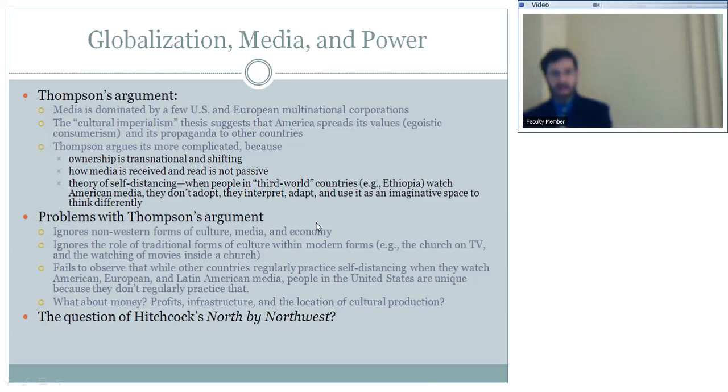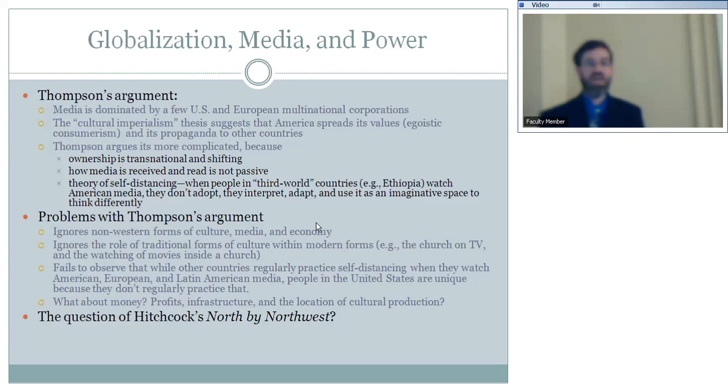Third one. Thompson failed to observe that while other countries regularly practice self-distancing when they watch American, European, and Latin American media, people in the United States are unique because they don't regularly practice that. Okay? So in France and Japan, every time when I was in Europe, and when I was in Africa, and when I was in Asia, everybody watched American television. They also watched European television. They also watched Asian television. They also watched Latin American television. Everybody. In the United States, most of you only watch American television.